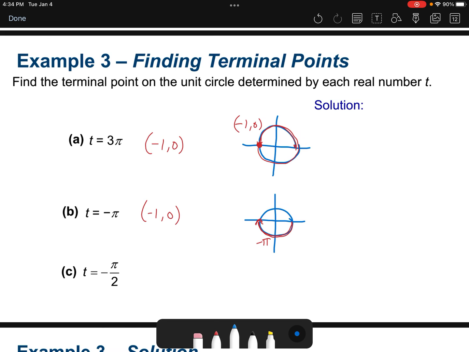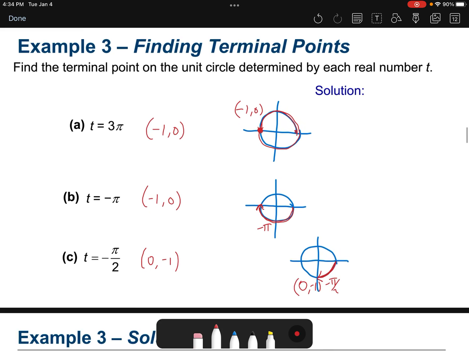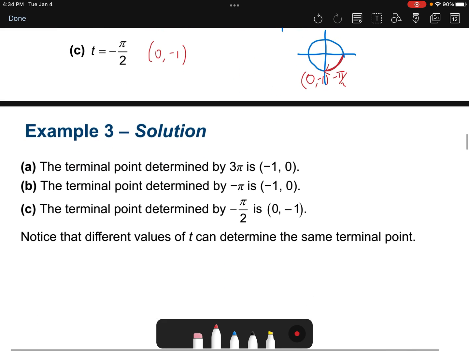And then negative pi over 2, obviously it's a quarter of 2 pi, but we're going clockwise now. So negative pi over 2 is here, so that would be 0, negative 1 as the terminal point. So that's how we find terminal points.